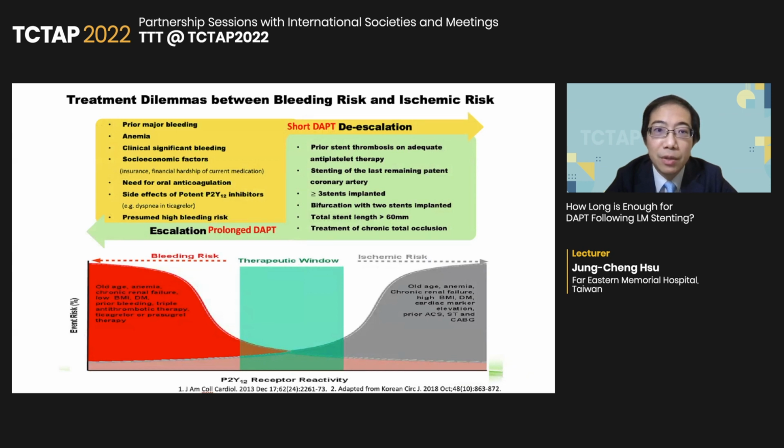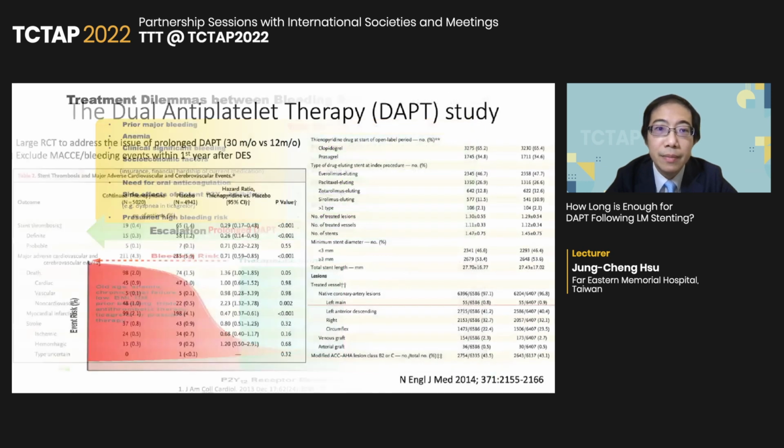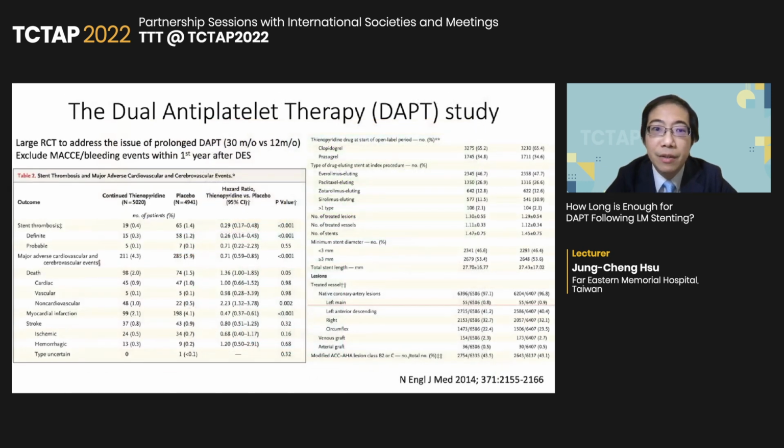So there is a treatment dilemma. We must balance the bleeding risk and the ischemic risk. The dual antiplatelet therapy study is a large randomized controlled trial to address the issue of prolonged DAPT, 30 months versus 12 months.